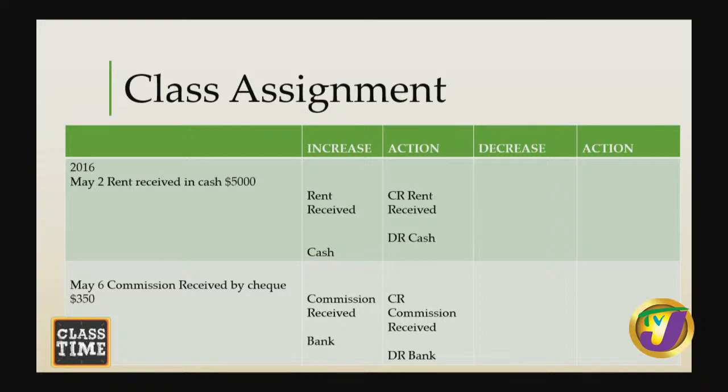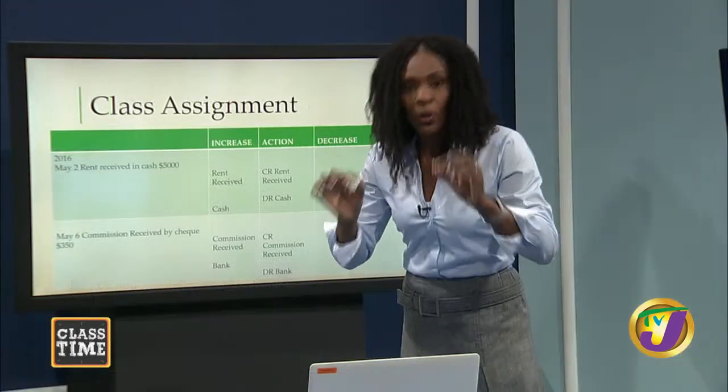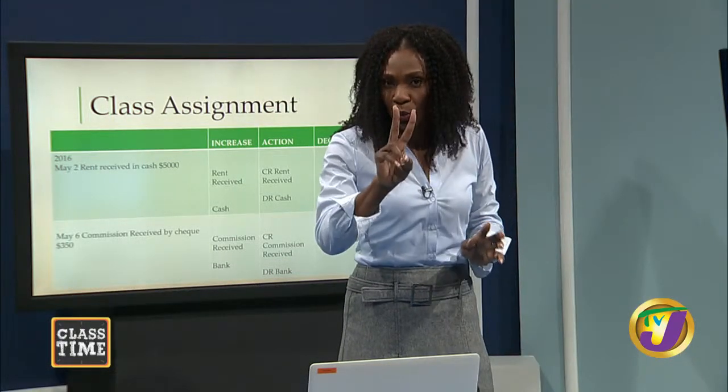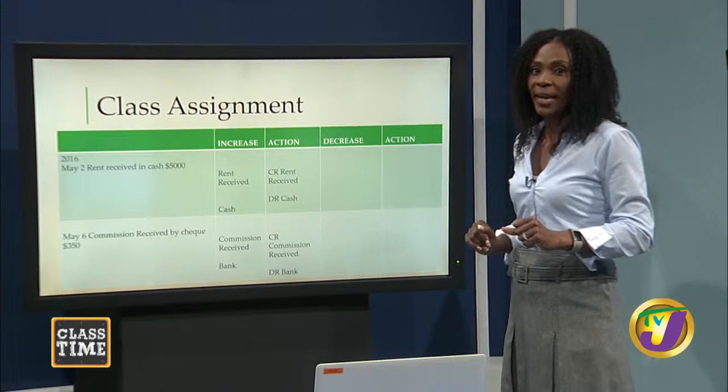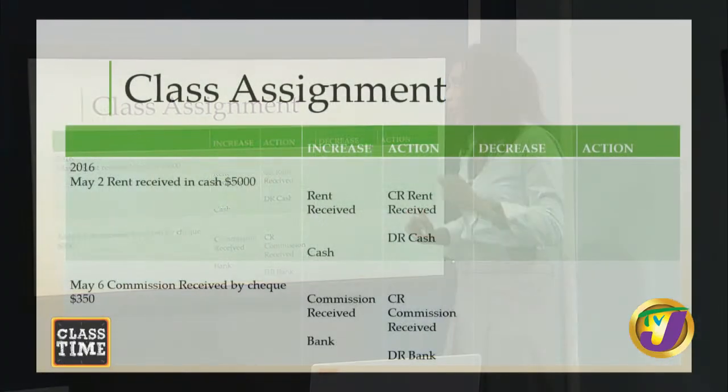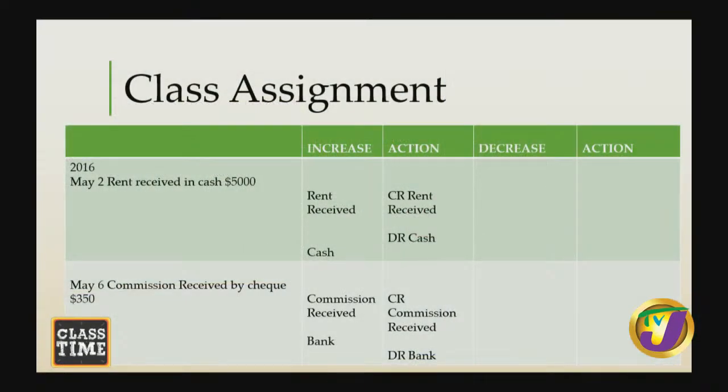But let's be specific. What happened with the rent? We did what? Received. So therefore, the two accounts that we're going to need, students, will be one, rent received, and two, the cash account. Good? Rule up now. Let's go. Draw up your T account. Put in your headings. Date, May 2. All right? And wait for me. So May 2, rent received in cash, $5,000. Now we have received the rent. And rent received is a what?